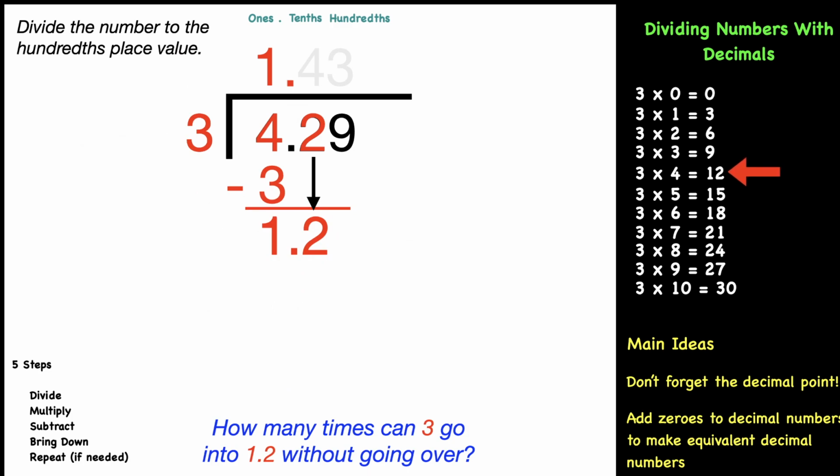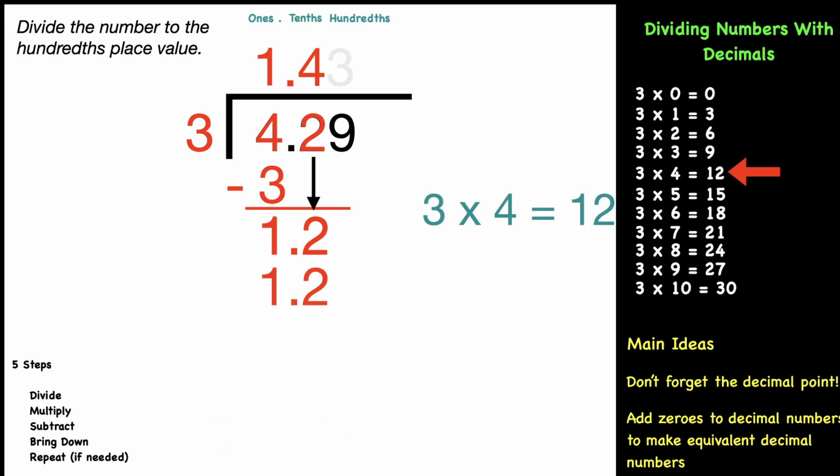Looking at our facts, that would be 3 times 4 equals 12. The 3 times 4, the 4 goes at the top in the tenths place value, and the answer of 12 goes at the bottom, but we add the decimal point because we're dealing with numbers with decimals today. Going to subtract to find the difference, and we get 0. Now we're ready to bring down the 9 from the hundredths place value.